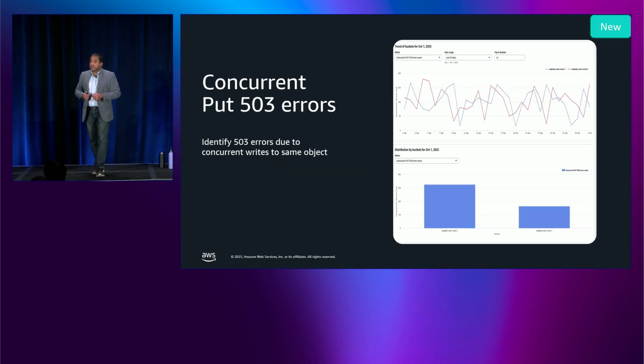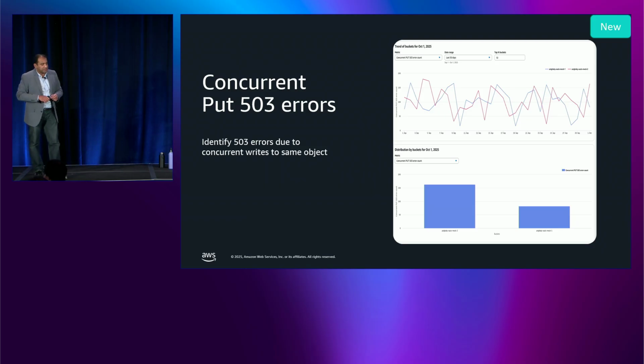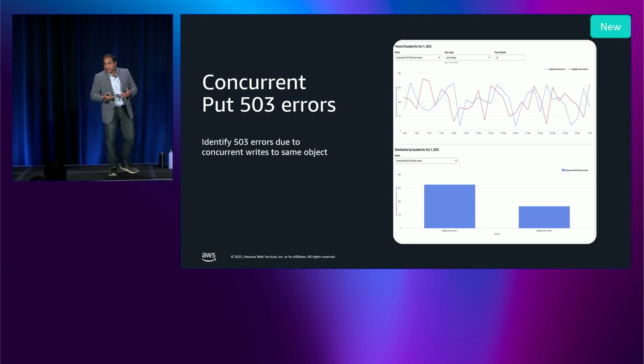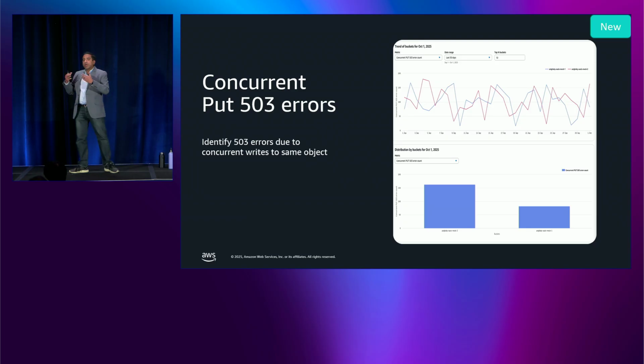Another example is a new category of metrics we have introduced called concurrent put 503 errors. As the name suggests, it's a category of 503 errors, which are throttling errors, but these are generated when multiple applications are writing to the same object. These can be self-remediated by proper back-off mechanisms, or if it's a multiple writer scenario, you want to build consensus mechanisms to avoid these kinds of errors. Again, these are a category of errors that are slowing down your applications, and you can easily avoid these.